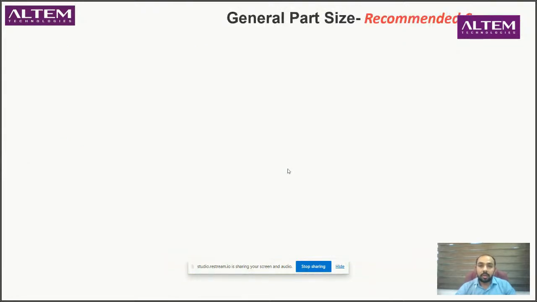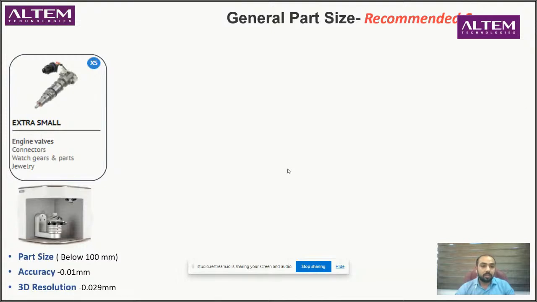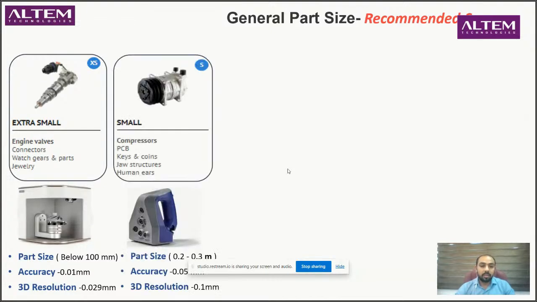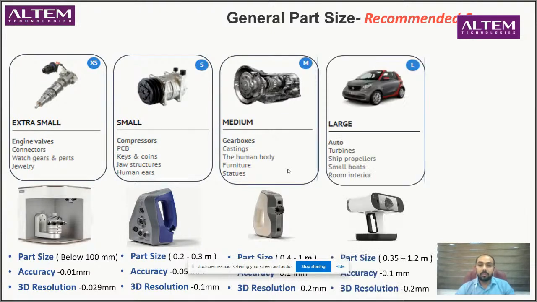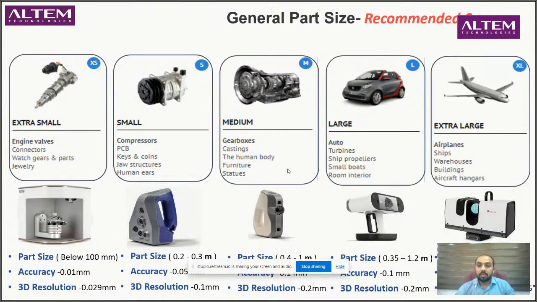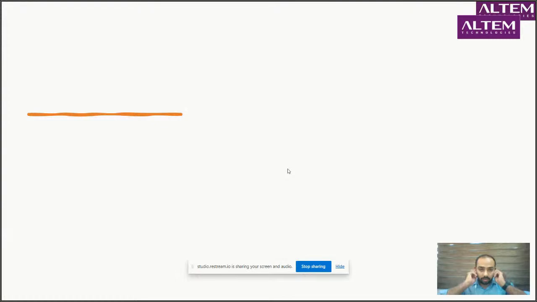So one by one, I will explain. As I mentioned, for the smaller parts, the desktop scanner is the best one. For the middle range, Space Spider, and the EVA for half a meter to 1 meter. Same for the Leo. And for bigger ones, like aeroplanes, ships, warehouses, buildings, this is the Ray. So I will start from the bigger one, and discuss first the Ray.